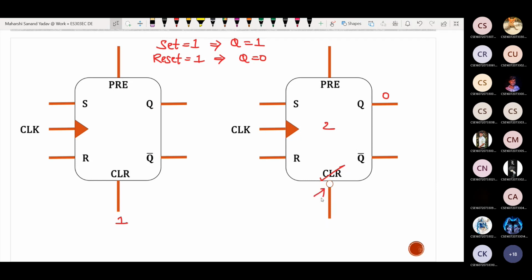Bubble is there. Observe carefully. Clear 0. Bubble is there, so preset should be off. 0. Correct. So in order to turn off preset, apply 0. In order to turn on clear, apply 0.